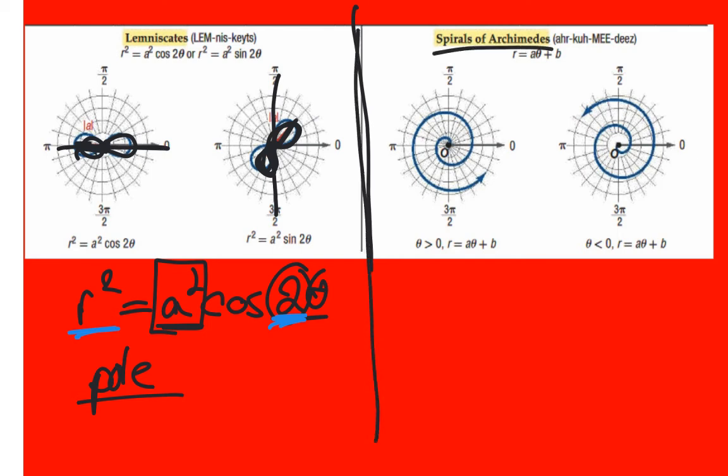Now, spiral of Archimedes, this is our last one. They're in the form of r equals a theta plus b.